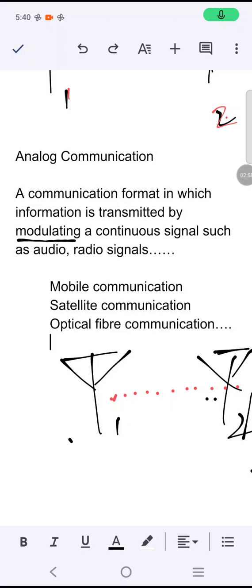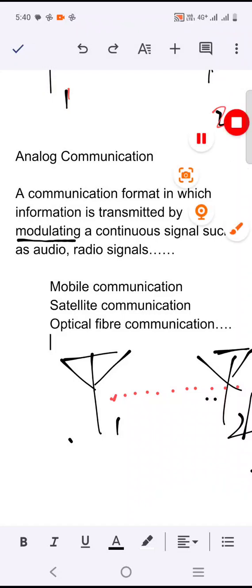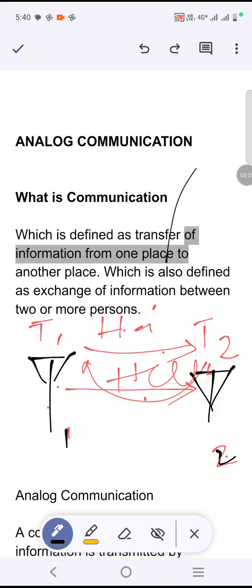Analog communication is defined as a communication format in which the information is transmitted by modulating a continuous signal, which has audio, radio signals, etc. I will explain in detail about analog communication here.